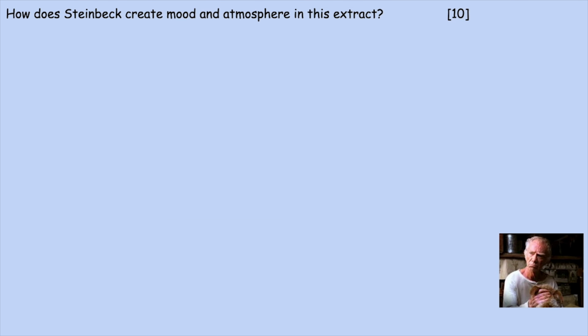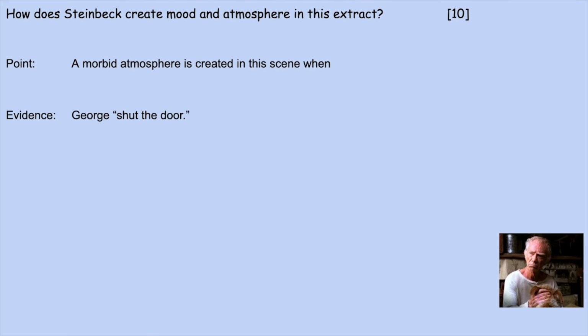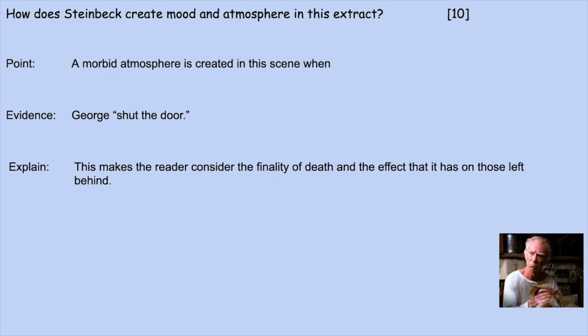So let's have a go at answering one of these questions. How does Steinbeck create mood and atmosphere in this extract? Firstly, we need to start with our point. A morbid atmosphere is created in this scene when, introducing our evidence, George shut the door. Now we need to explain that. This makes the reader consider the finality of death and the effect that it has on those left behind. So the finality of death, as in once you die, there's nothing that anybody can do about it. Okay, and that's really evident in this extract.